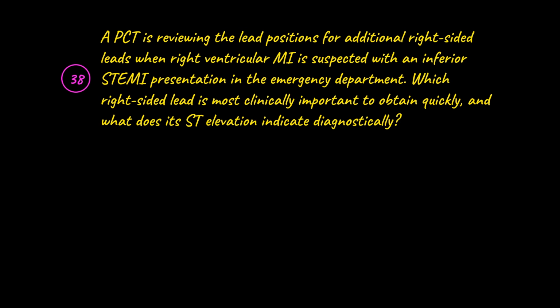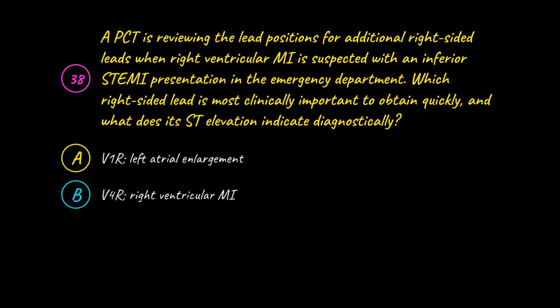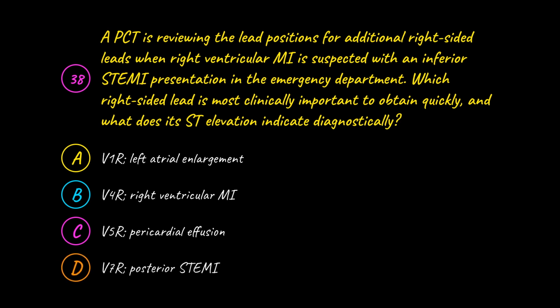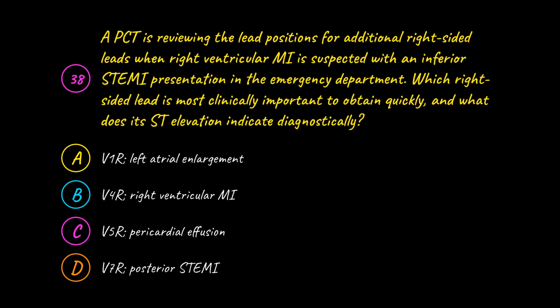Your options are A. V1R, left atrial enlargement, B. V4R, right ventricular MI, C. V5R, pericardial effusion, D. V7R, posterior STEMI. Which would you go with? Lock it in before the reveal.